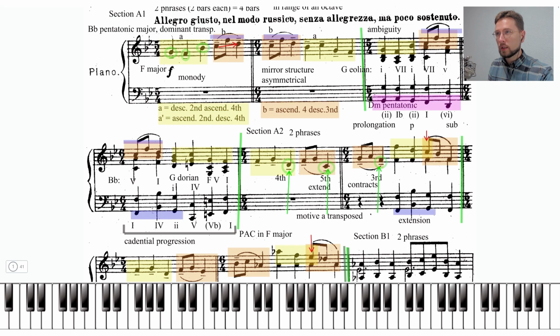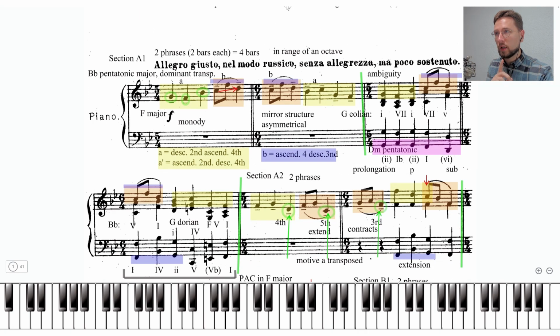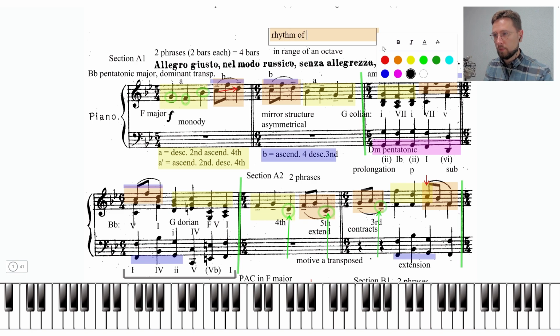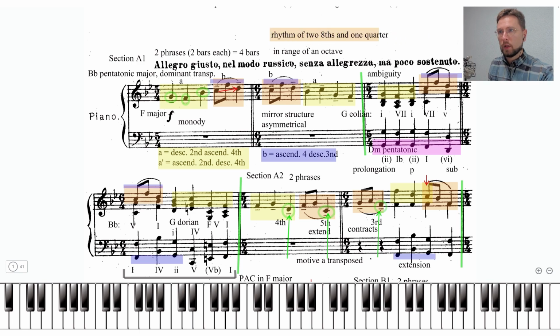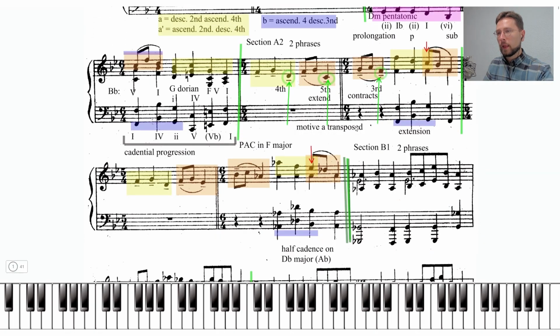Right, and probably since this was motivic, I would put this color here, and when I'm having the orange, I'll put it maybe above, I'm talking about the rhythm. So the rhythm is the orange. Let's see. So we have there, and that's rhythm of 2/8 and 1/4. I'll put it so we don't confuse them with letters. So that's the rhythm. Now, this is the first time.